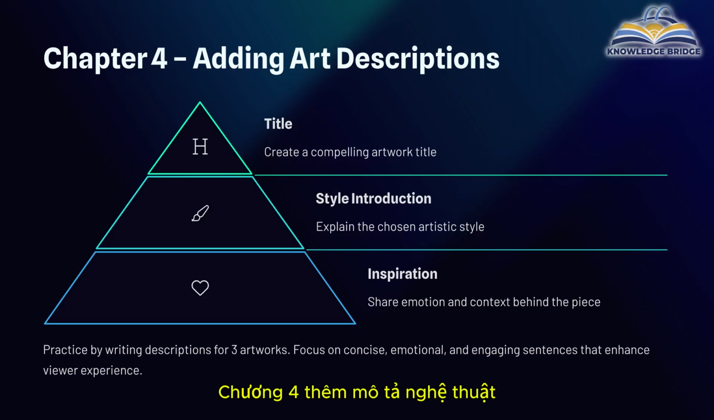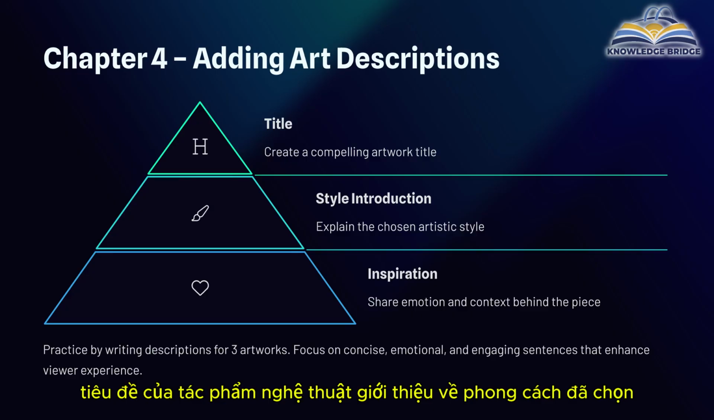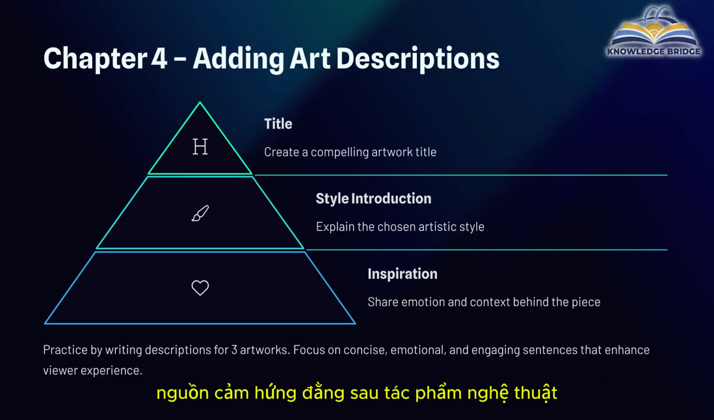Chapter 4. Adding art descriptions. Guide on writing art descriptions: title of the artwork, introduction to the chosen style, inspiration behind the artwork, for example emotion and photo context. Practice activity. Write descriptions for all 3 artworks. Practice writing concise, emotional, and engaging sentences.